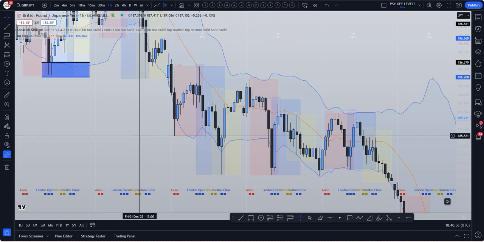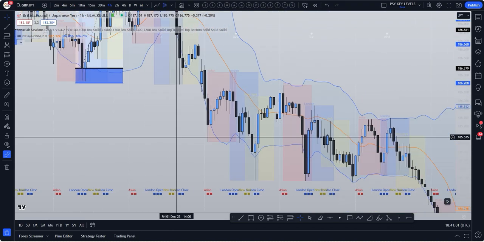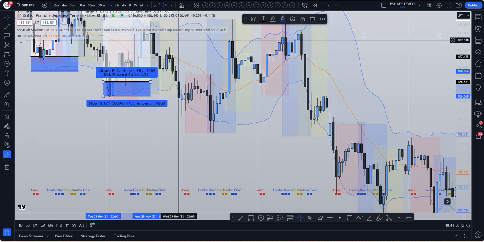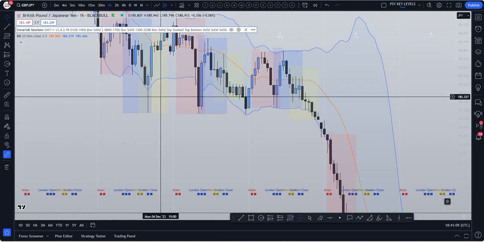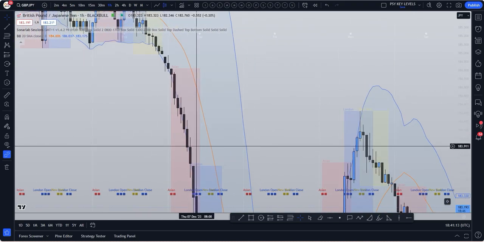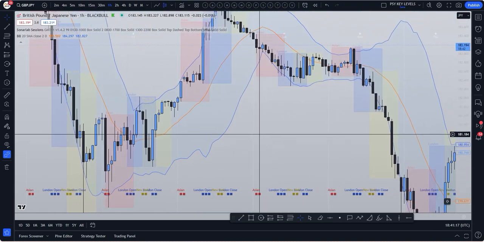I use a 1 to 10 strategy. It works perfectly for my trading style. I wouldn't use it, like I said, but you can have a play around with it. It might suit, but yeah, I wouldn't use this. I just think it makes a big mess of my charts.